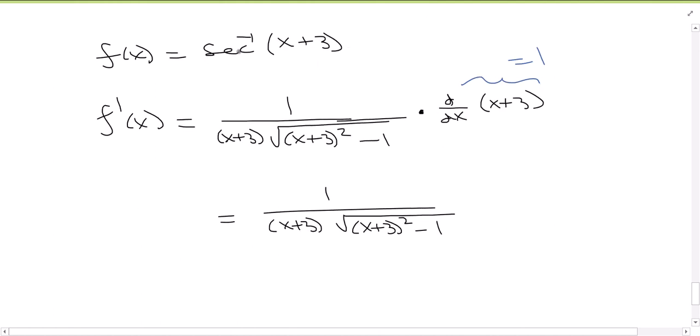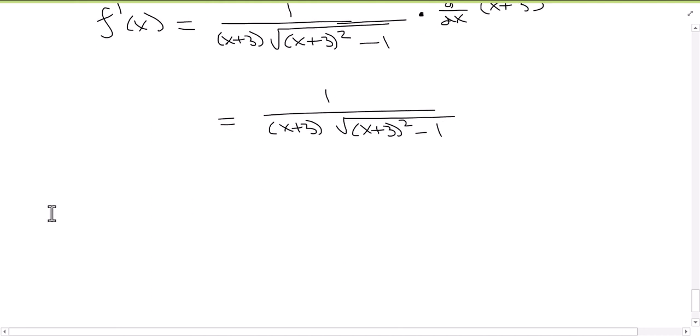Now, had this been like secant inverse of x squared plus 3, right? Then I would have x squared plus 3 there, x squared plus 3 squared there, and then this will be the derivative of x squared plus 3. So the derivative of x squared will be 2x. So I will have a 2x on the top.